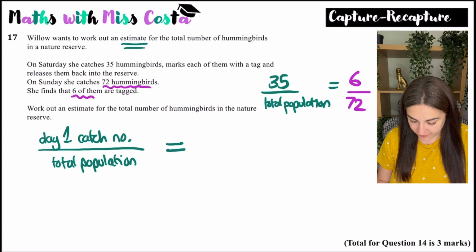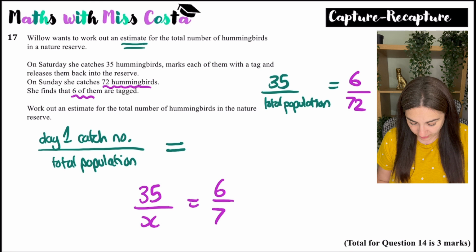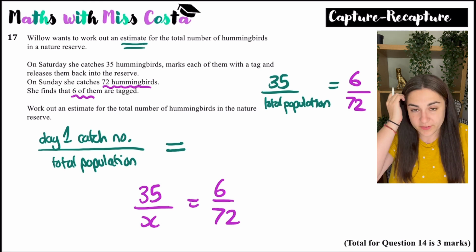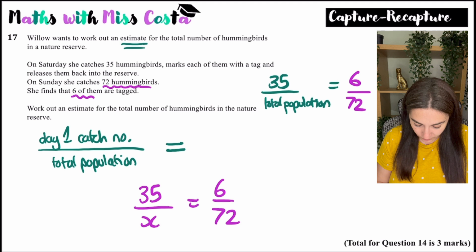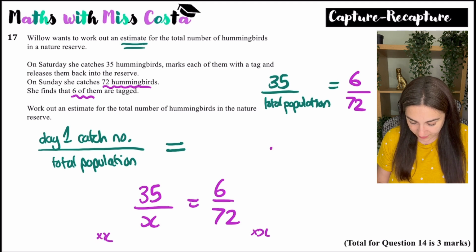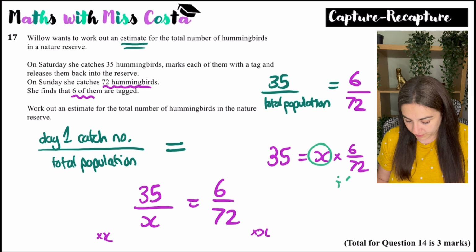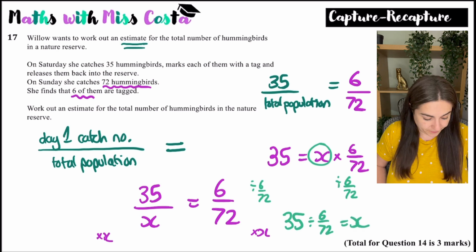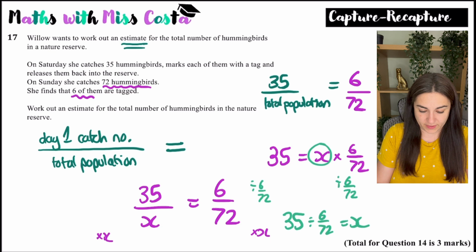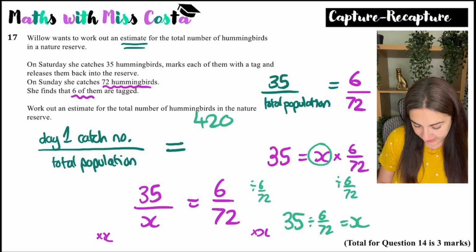And in order to work out the total population, we can just call that x and then just rearrange everything. So if you were just solving this like an equation, what would you do? You times both sides by x. So 35 would be equal to x times 6 over 72. And then to get x on its own, what would you do? You divide both sides by 6 over 72. So therefore 35 divided by 6 over 72 equals x. And 35 divided by 6 over 72 is 420. So that would be an estimate.